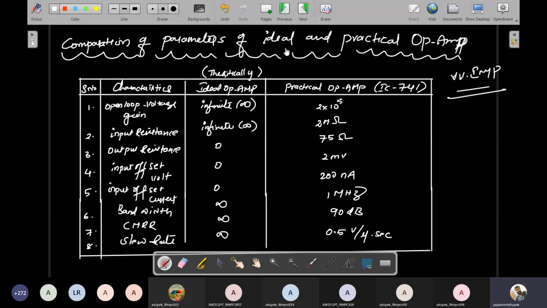So everybody understand or not? Please message me. Okay. Please note everybody. Shall we move to the next topic? I already showed the comparison of practical and ideal operational amplifiers.